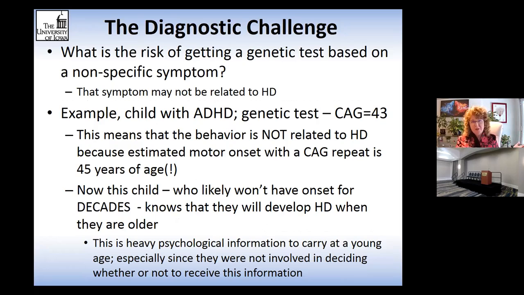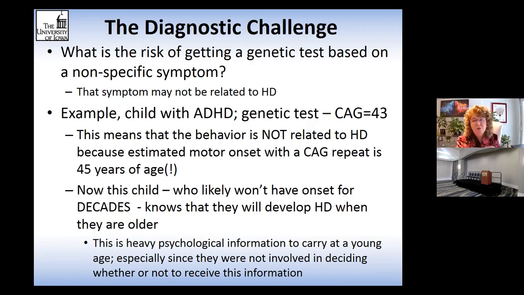So here's an example. Let's just say that the child has a CAG repeat of 43. And everything is an estimate, but in general, that child is not going to manifest Huntington's disease until they're 45 years old. And that means that the attention deficit is probably not related to current or to juvenile onset. And so if we got the test for that child, that means that child is now what we call pre-symptomatic testing. So they have to live with the burden.